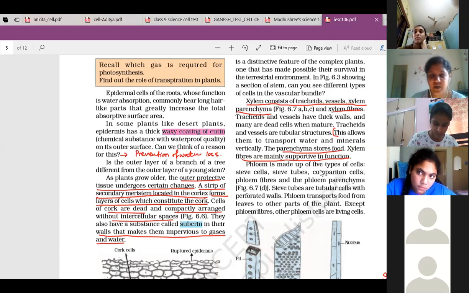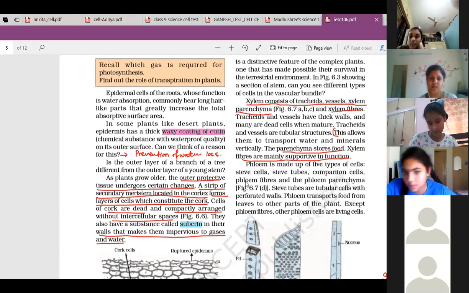Then phloem is made up of 5 types of cells: sieve cells, sieve tube, companion cells, phloem fiber, and phloem parenchyma. Now they have included these two together. Earlier, both of them were considered together. Now they have separated them in the new book.